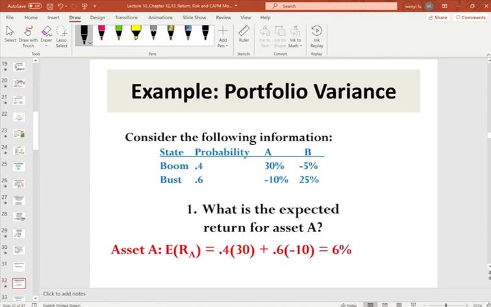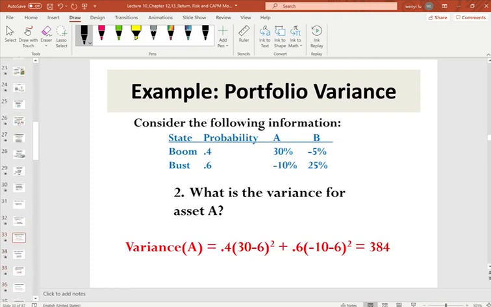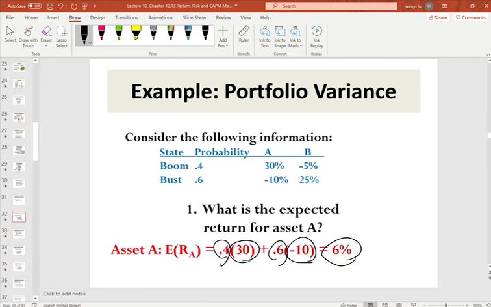So what's the expected return? We already solved this one before. It's the probability of the booming times the return from booming, plus the probability of the bust times the return from bust. We solve the expected return for A stock. Same thing, we can solve the return for B stock. For B stock, it will be 0.4 times minus 5, plus 0.6 times 25%. So that's the return for the B stock.